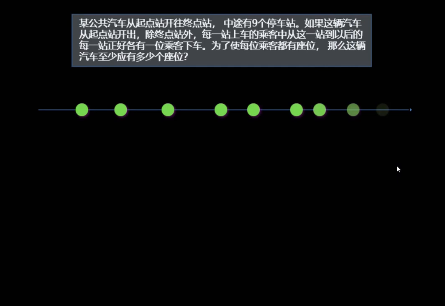A bus travels from the starting station to the destination station with 9 intermediate stops. If this bus departs from the starting station, except for the destination station, each station has exactly 1 passenger getting off among the passengers boarding at each station from that station onwards. In order for each passenger to have a seat, how many seats should this bus have at least?